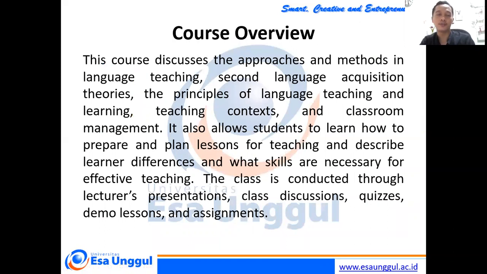The course overview. Well, basically, this course discusses the approaches and methods in language teaching, second language acquisition theories, the principles of language teaching and learning, teaching context, and classroom management. It also allows you to learn how to prepare and plan lessons for teaching and describe learner differences, what skills are necessary for effective teaching, and the classes will be conducted through presentations, discussions, quizzes, demo lessons, and assignments.